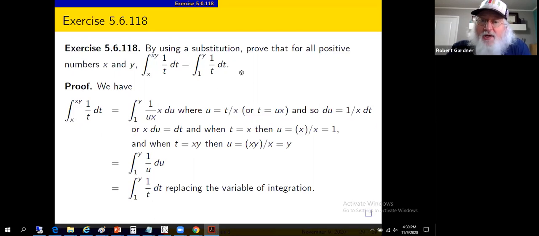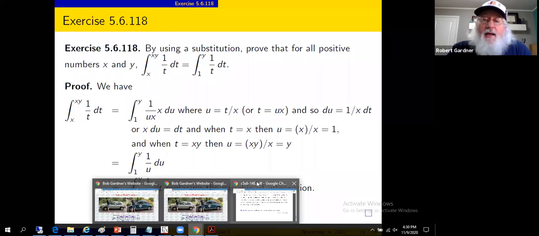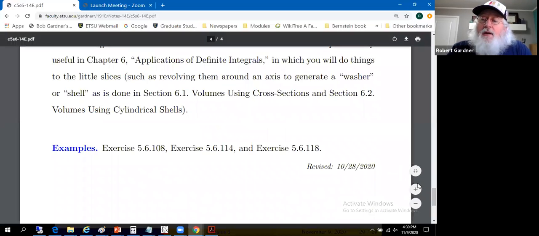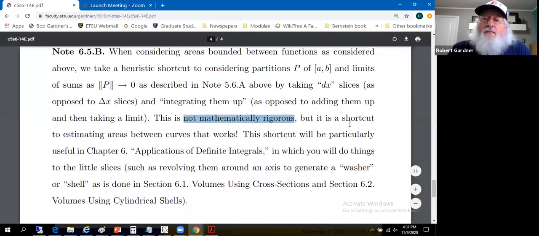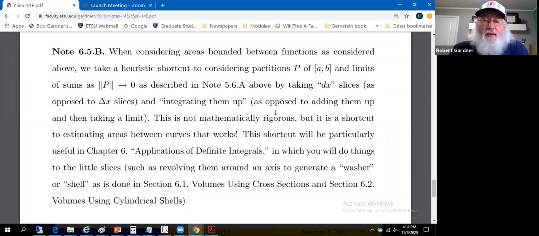Another illustration of u substitution. And that's calculus 1. I wish I'd put a little bit more in there about the dx slices. We don't need it in calculus 1, but you will find this useful in calculus 2. I've got some calculus 2 notes online. I don't have videos or anything like that, not yet.